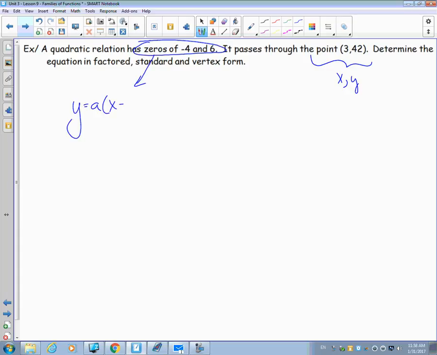So a bracket x minus s, x minus t. When we put our zeros in, we have to change our signs. So we get +4 now and -6. Make sure you have the letter a there because we need to solve for that. We don't know our direction of opening yet, nor do we know our size factor.